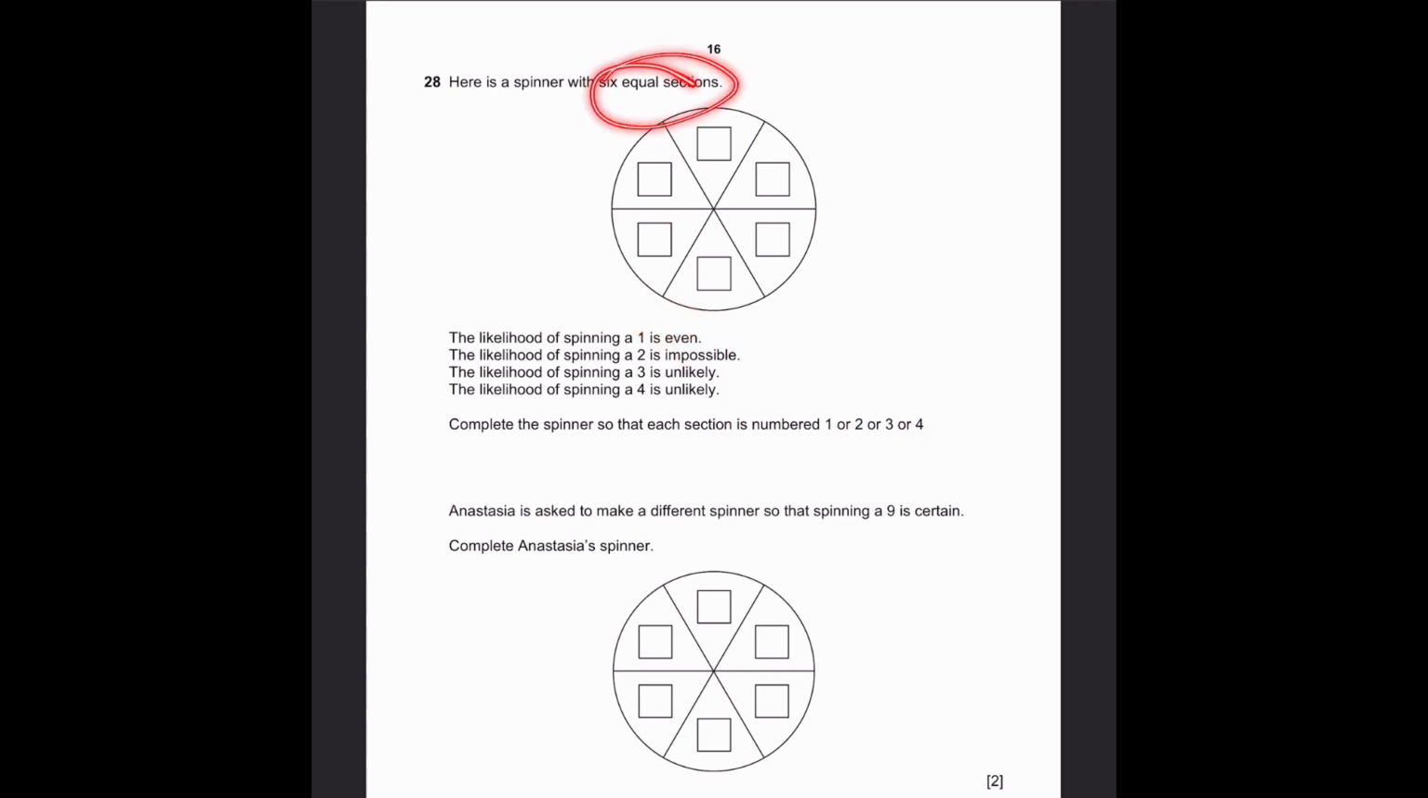I have 6 sections. Which one gives a half chance or a half probability of spinning a 1? We need 3 ones. Therefore, we can write 1 on 3 different spaces. Now there's 3 more spaces which we need to fill with 3's and 4's. Both are unlikely. Therefore, we can put any number of 3's and 4's as long as there's at least 1. So you can put 2 3's and 1 4, or you can put 2 4's and 1 3. By the way, it doesn't matter where you position it. It just has to be having the same number of digits, like this.